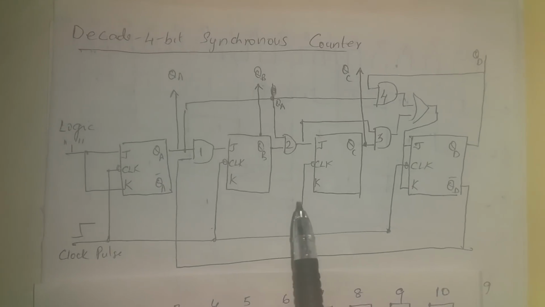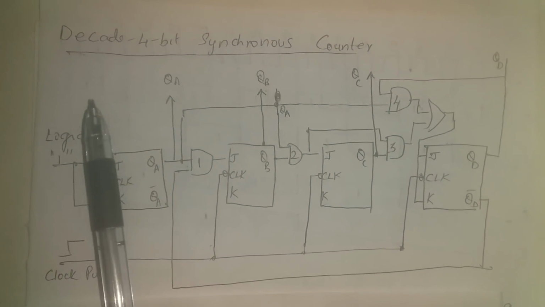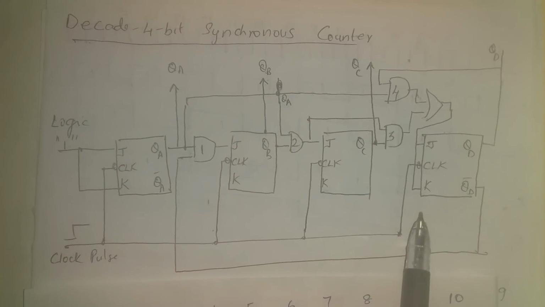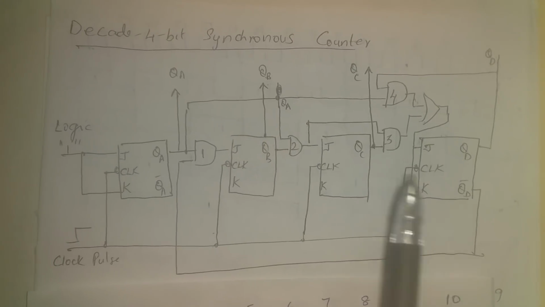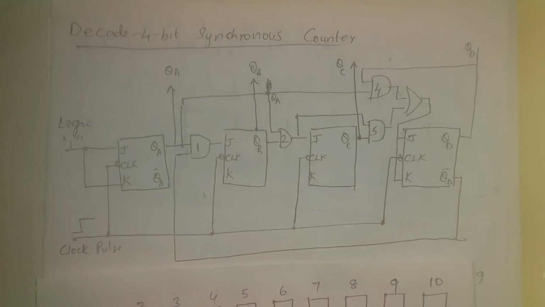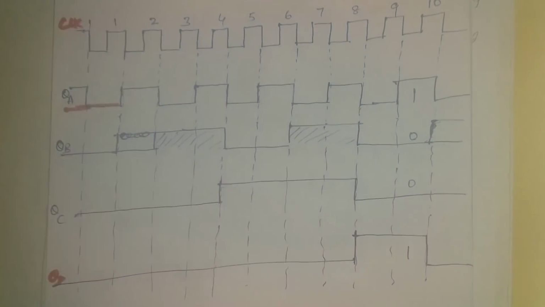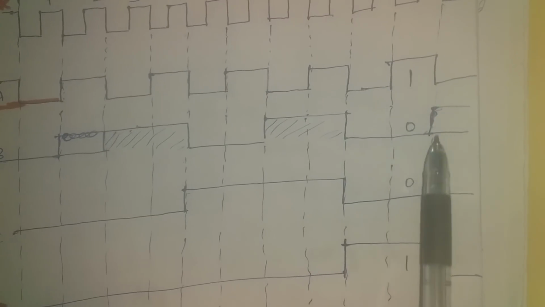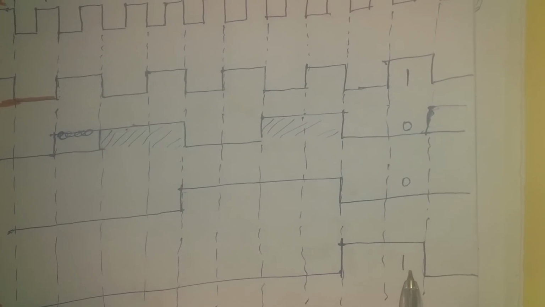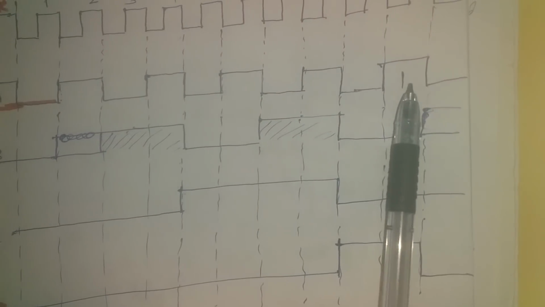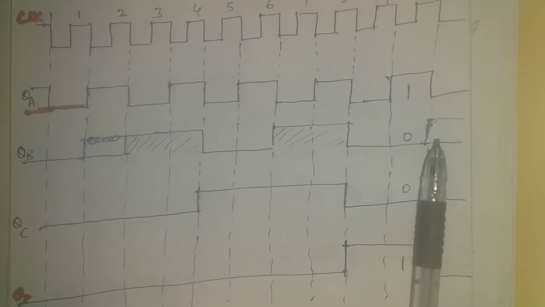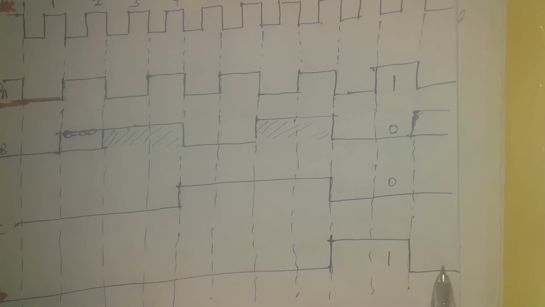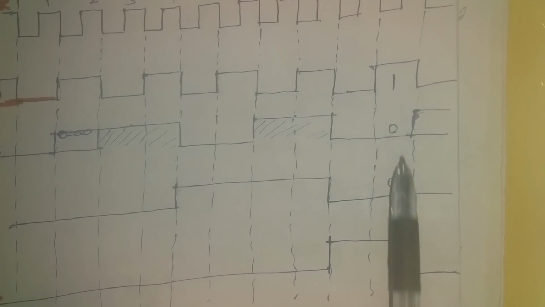Now, since it's a decade counter, it should count from 0 to 9. And after the 9th state, it should go to 0. So at the 9th state, which are the bits which are high? At the 9th state, that is when the value should be 1001, QD, the MSB is high and QA, the LSB is high. So after this, what should happen? QA should turn low, QB should become 0, QC should be 0 and QD should be 0.